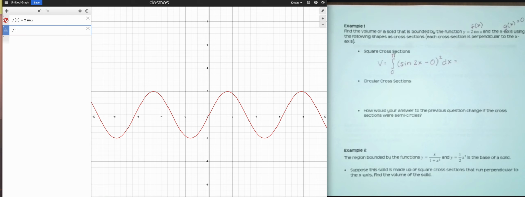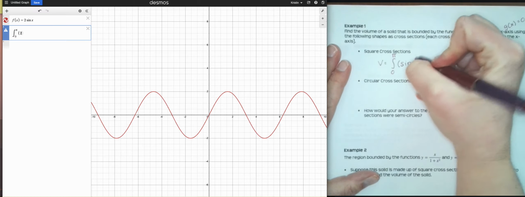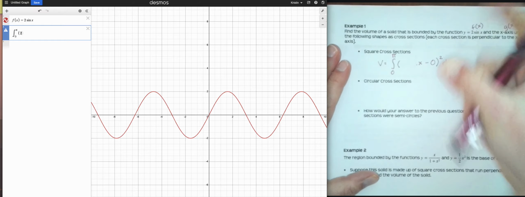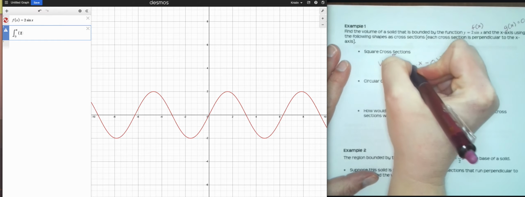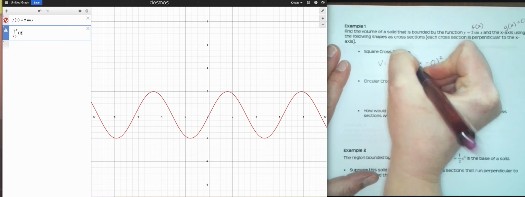I do want to point out, 0 to pi. I don't really need the 0 here. I'm putting it in for emphasis because a lot of the times you will have questions where it's two different functions. Oh, I wrote that wrong here, didn't I? This is supposed to be 2 sine of x. Sorry about that. 2 sine x.